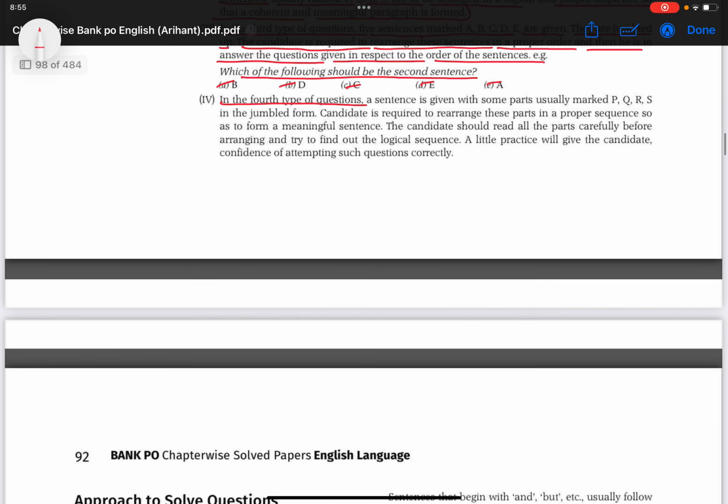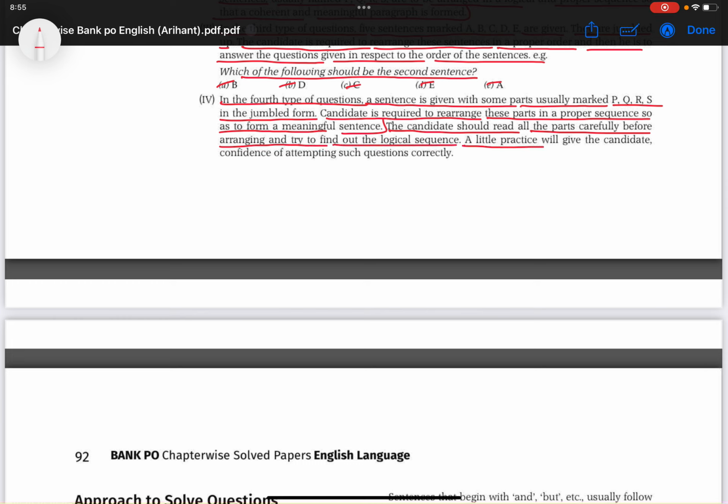In the fourth type of questions, a sentence is given with some parts usually marked P, Q, R, S in jumbled form. The candidate is required to rearrange these parts in a proper sequence so as to form a meaningful sentence. The candidate should read all the parts carefully before arranging and try to find out the logical sequence. A little practice will give the candidate confidence of attempting such questions correctly.